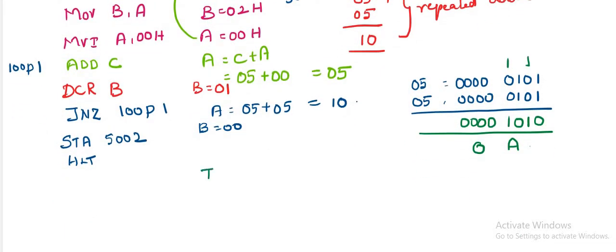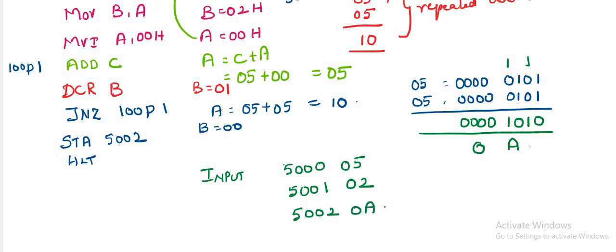Input is 05, that is at 5000, 05, then 5001, 02. The output is at 5002, 0A. This is the output. Like this only we have to do the multiplication in 8085. So repeated addition we have to perform. In the next class we will see the division of two 8-bit numbers.